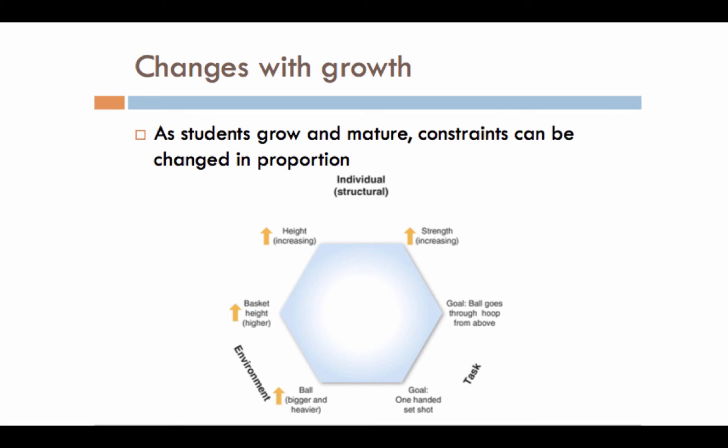As students grow and mature, constraints can be changed in proportion. So we can change some of the constraints at different times. For example, with tennis, when you start children off playing the sport, you use lighter balls, a shorter court, and a smaller racket. As children grow, you tend to give them a slightly larger court, a ball that bounces a little bit more, and a bigger racket. And this increases all the way until they've reached their full mature body size, because the goal still remains the same: trying to hit the ball over the net into the court and beat your opponent.